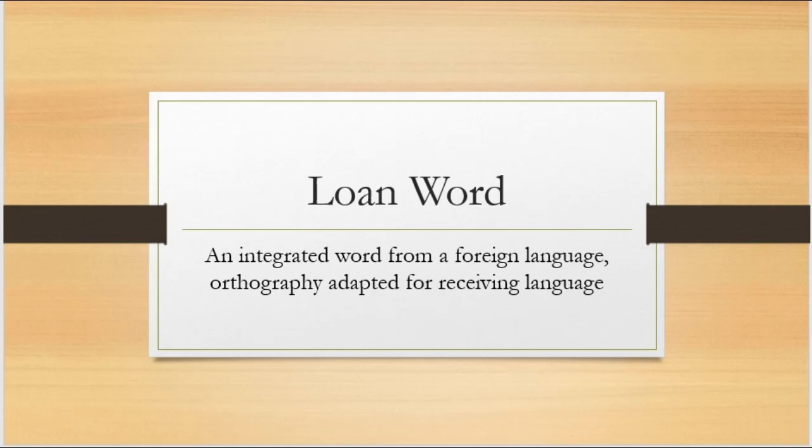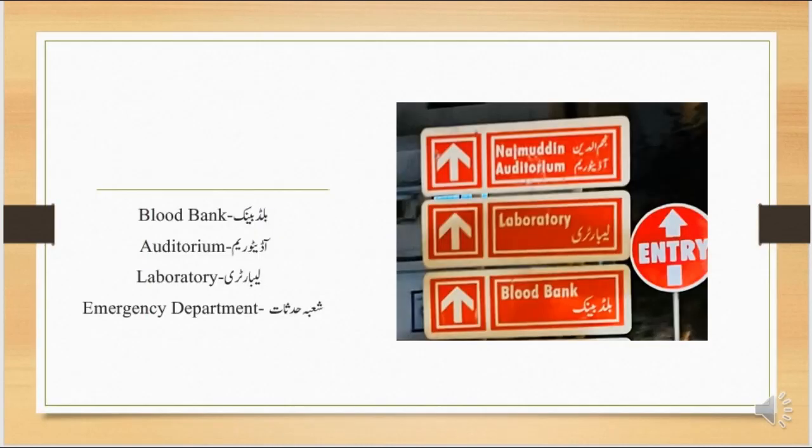in Karachi. So the first type is loan word, and as we've seen, a loan word is an integrated word from a foreign language, and the orthography of the word, the spelling, is adapted for the receiving language to make it compatible for usage in the receiving language. So as you can see in this picture, the word blood bank is written as it is. However, the orthography is changed, and the same goes for the word laboratory. The orthography is changed, but it's written as it is. And the same goes for the word auditorium.